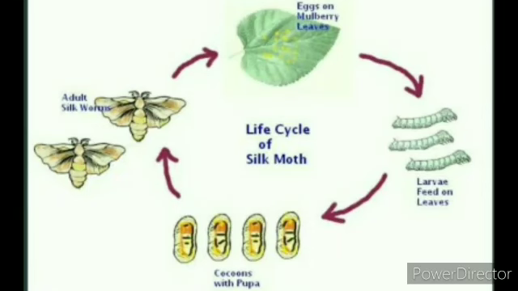Now, talking about the life cycle of a silk moth. The female silk moth lays eggs. When the egg hatches, a tiny caterpillar crawls out, and this tiny caterpillar is known as silkworm or larva.